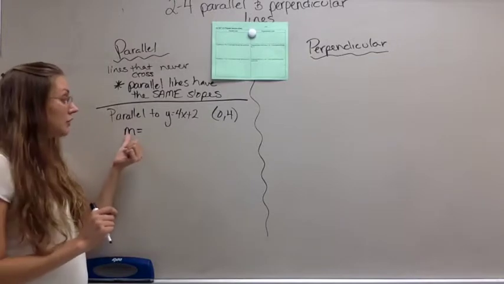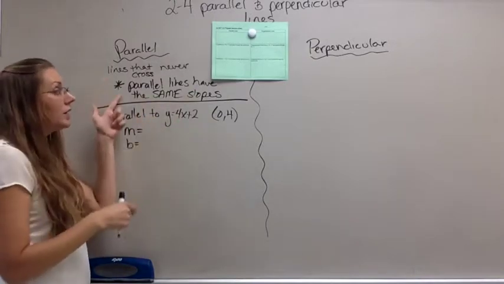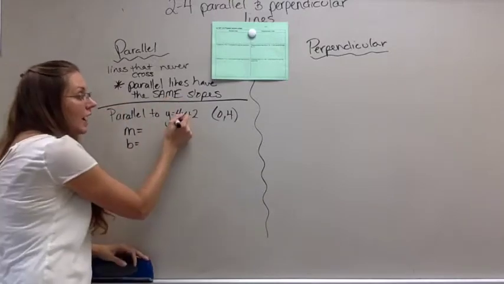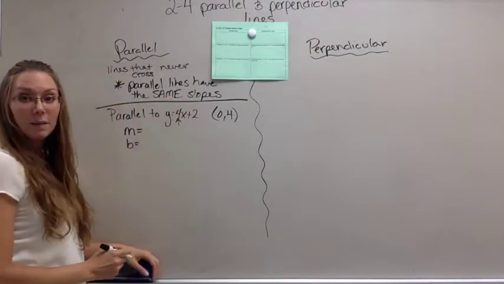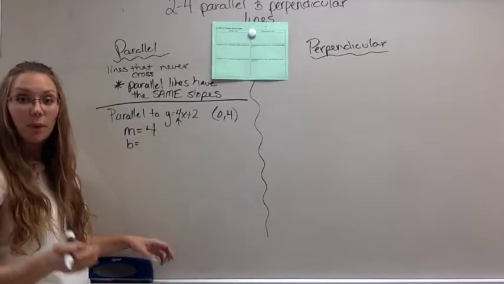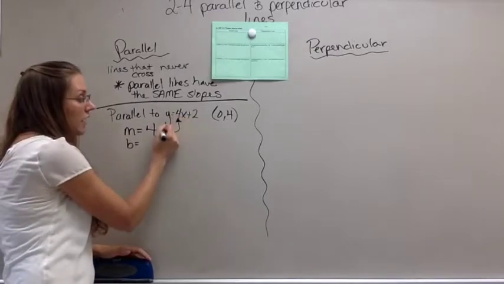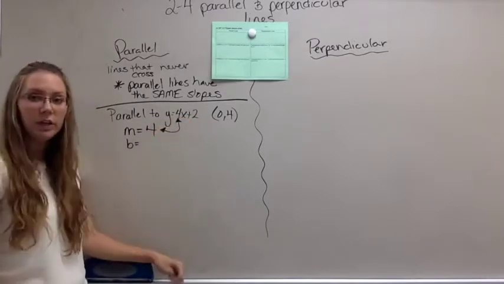Our m, the slope of the line that's parallel to this, if we remember our properties of parallel lines, they have the same slopes. That means I just take this 4 right here, and I'm going to copy it right down into my new equation. My new slope has to be identical to this slope if they're parallel, so all I'm going to do is take it and use it in my new equation.